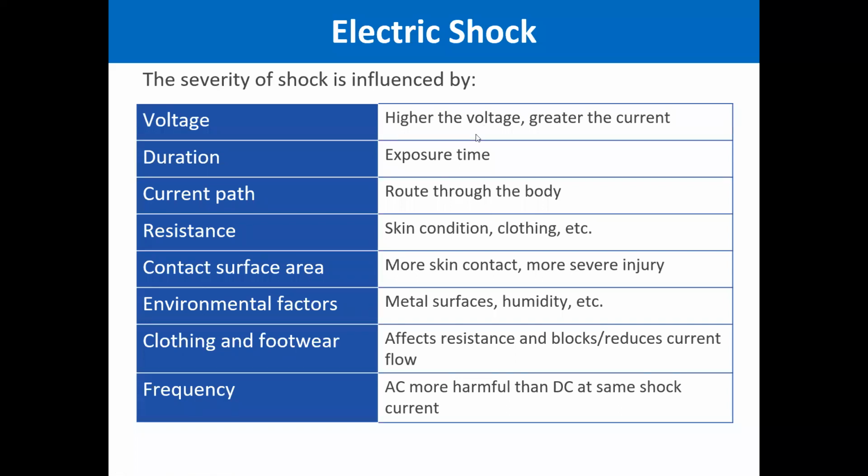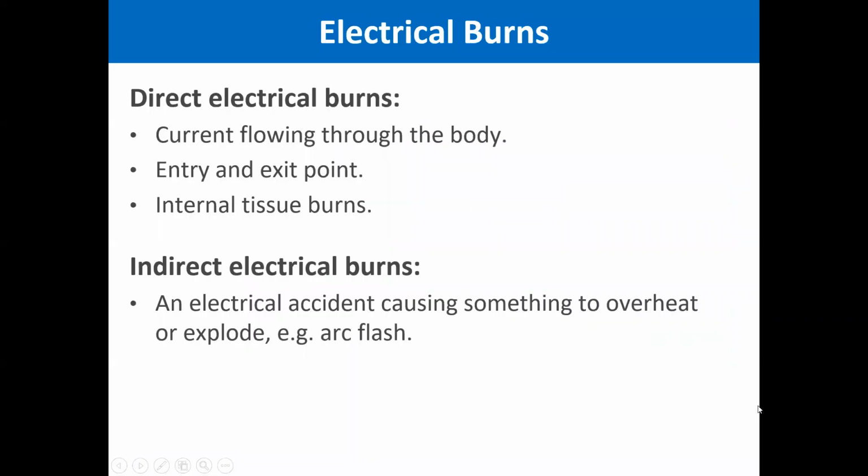Current path, the route the current takes through your body, will also determine how severe the shock is. Resistance of your body, your clothing, etc., will also be a defining factor. Contact surface area, how much of your body is in contact with the conductor. Environmental factors such as metal surfaces, humidity, etc. Clothing and footwear: obviously, if you are wearing resistant shoes, it will reduce the current flow. Frequency: AC, alternating current, is more harmful than DC at the same shock current.